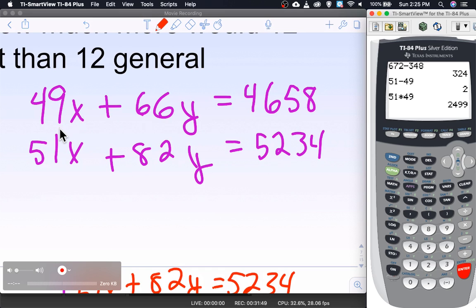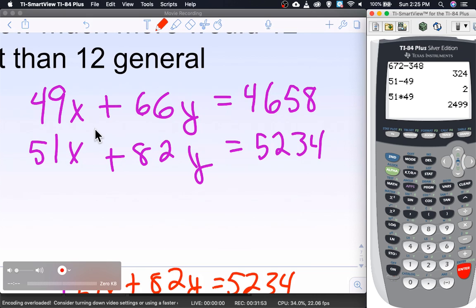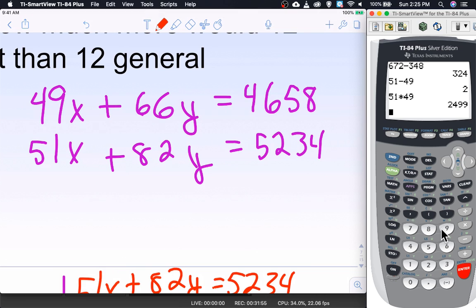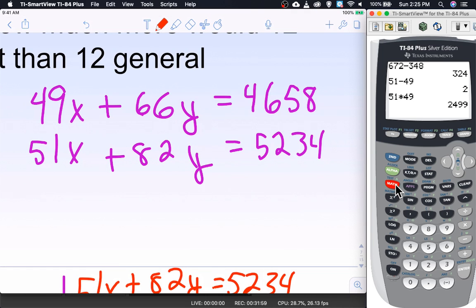So the least common multiple of my x's is 2,499. I'm going to get huge numbers in this problem. The least common multiple of 66 and 82, I don't know. I can go over here, math, and go down. I don't remember where it was, but it was down here under number, number 8. The least common multiple of 66 and 82 is still a huge number.